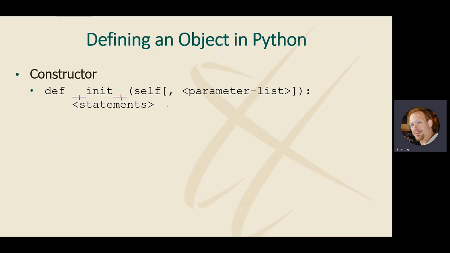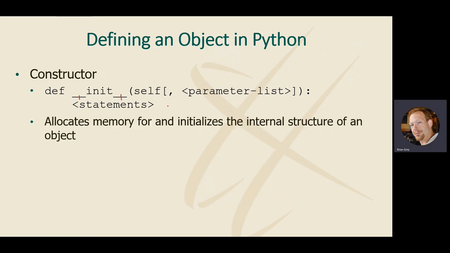But remember, the point of a constructor is to allocate memory and initialize the internal structure of an object. So the code that goes into our statements here could be anything, but it will almost always revolve around these 2 concepts, allocating memory and initializing the internal structure. That's the purpose of the constructor.